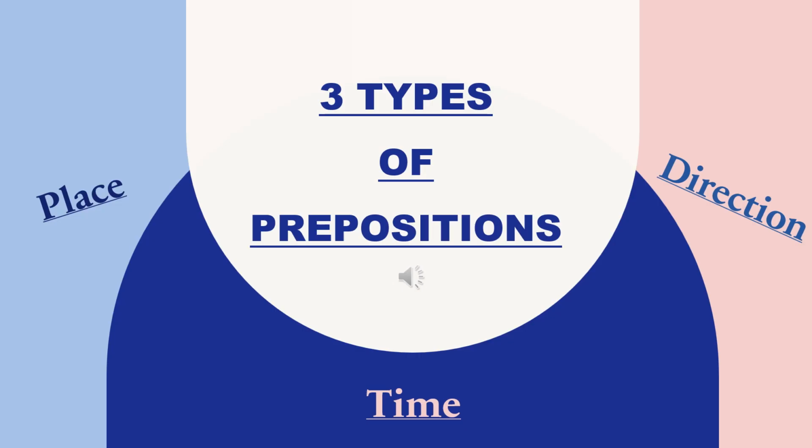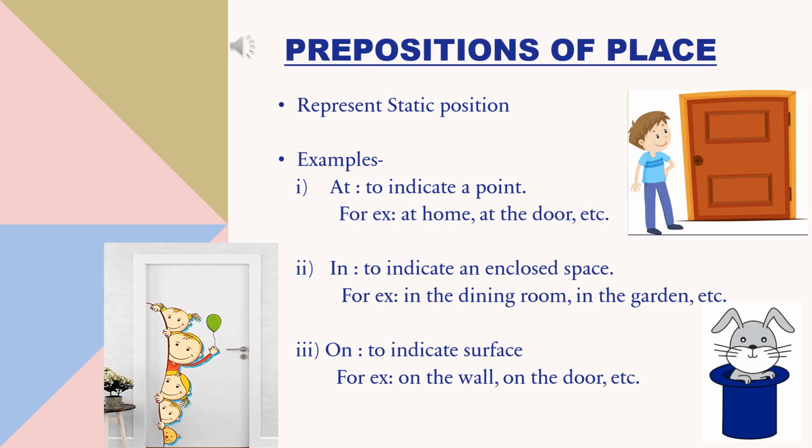Now, the prepositions do not just indicate the position of an object. Instead, we have three different types of prepositions. One that indicates place, second that indicates time, and third that indicates the direction or the movement of an object. In this video, we'll be discussing the prepositions of place.